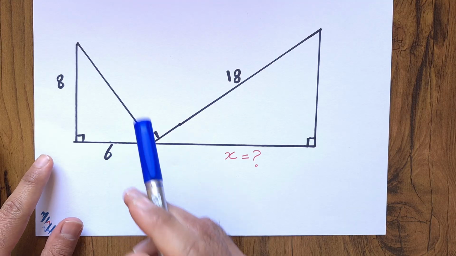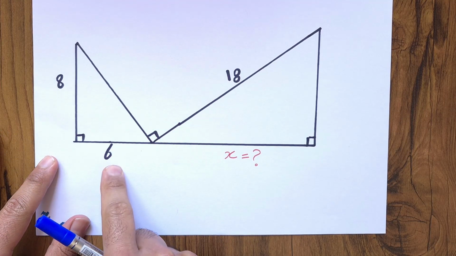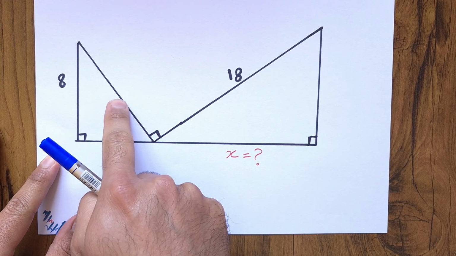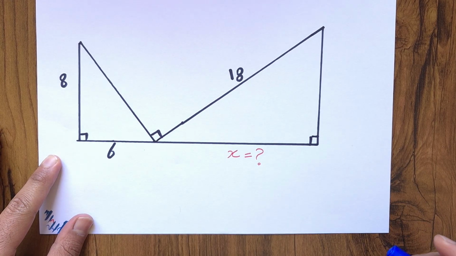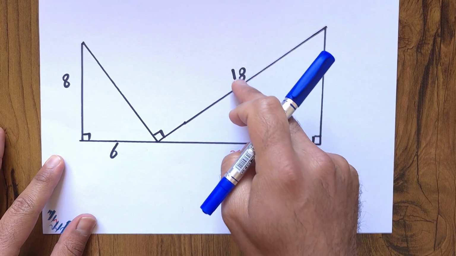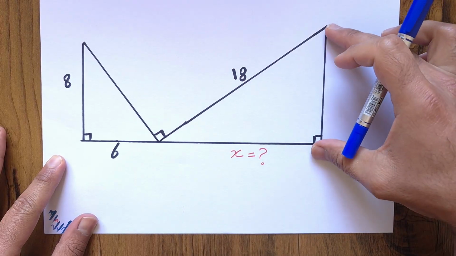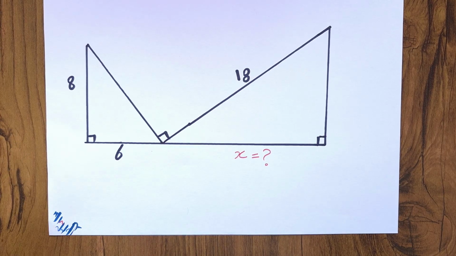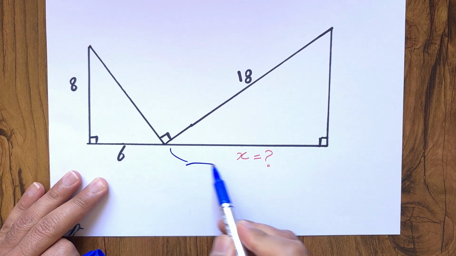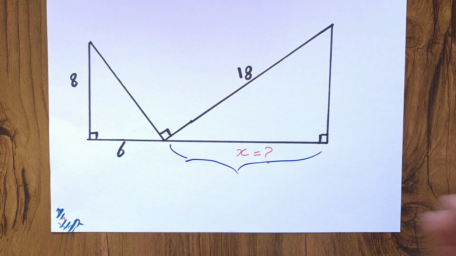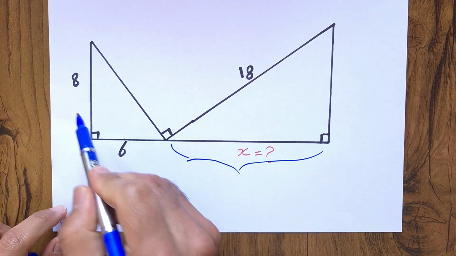On the left side, two sides are known, right? So we have 8 and 6. So obviously we can find the hypotenuse here using the Pythagoras theorem. But from this right triangle, only the hypotenuse is known. So we don't know this side and we don't know this side. Our job is to find the value of x, which starts from here all the way to here. So I think it's very clear that we need to start from the left triangle.